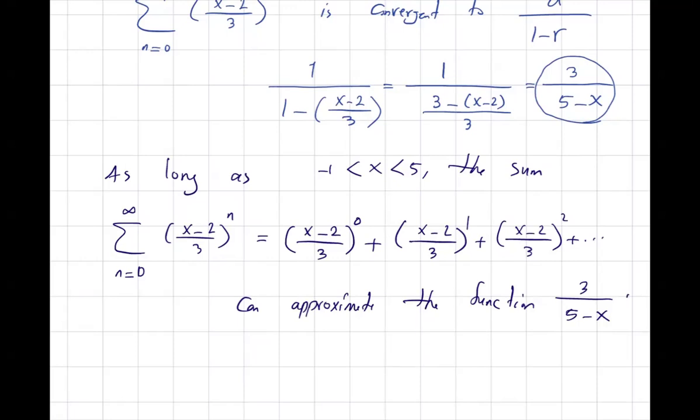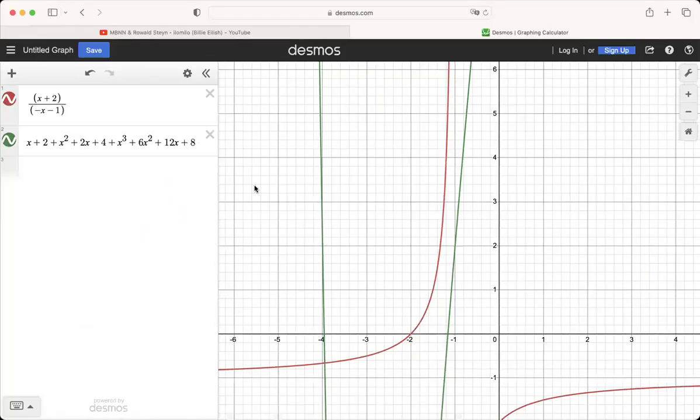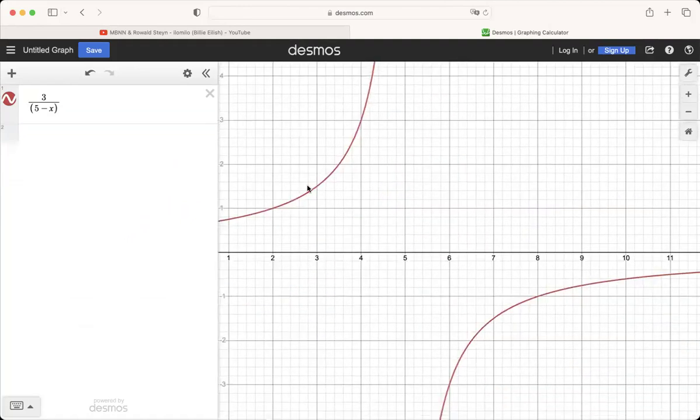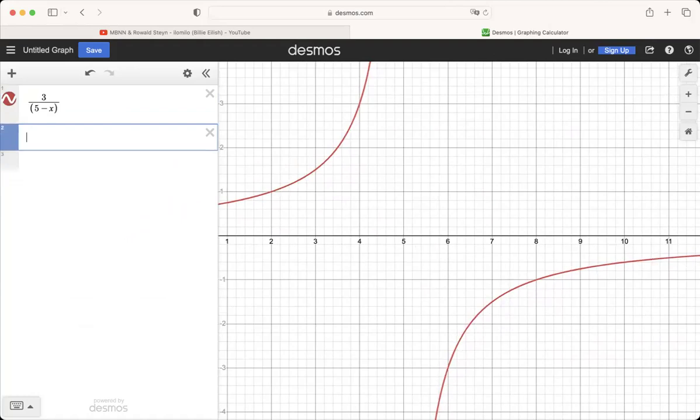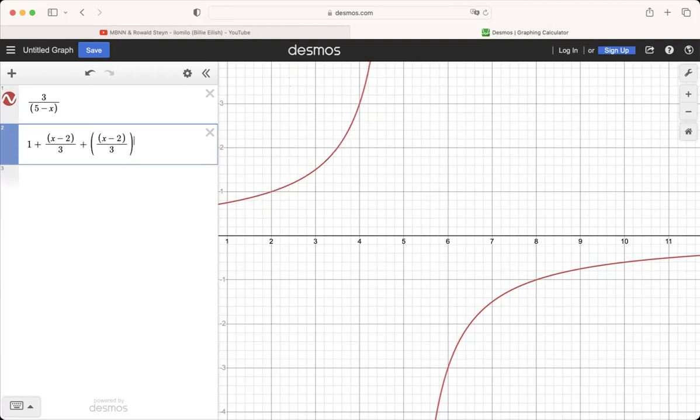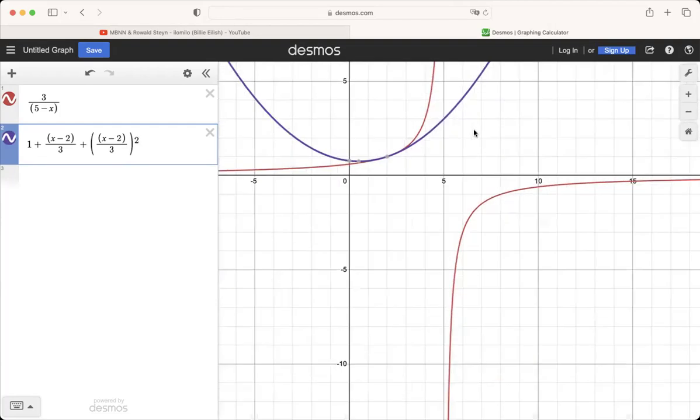So let's take a look at Desmos and see what's happening here. Is this true? Let's take a look at our Desmos. Here you have 3 divided by 5 minus x. This is your function. Now for the series, what do we have? We have 1 plus, let me just write this in expanded form, and then Desmos can complete this for us. x minus 2 divided by 3 plus, so I'm going to put this in another parentheses, x minus 2 divided by 3 raised to 2. Okay, it's pretty much getting closer and closer.